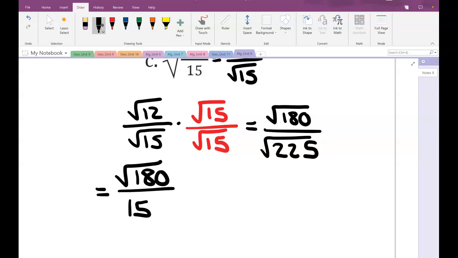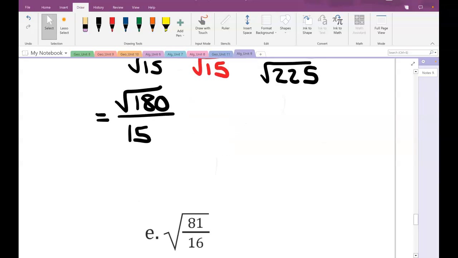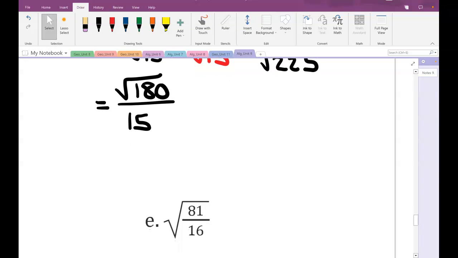180 is not on your factor sheet. So if it's not on your factor sheet, you have to go through a guess and check process. You're going to look at your perfect square list. So everybody flip back to the front page of your notes. What perfect square is closest to 180? What's the next one up? 196. So we're going to start checking which one divides it evenly.